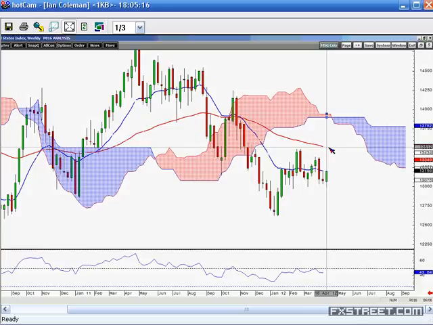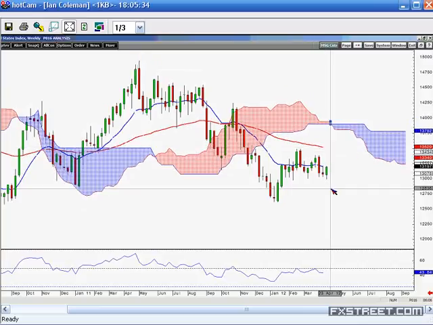I take more bias from the cloud on a weekly and a daily time frame than I do on a 4-hour and hourly. Okay, I use 4-hour and hourly to give me a bias. I then use a 5-minute chart for my own entry levels.